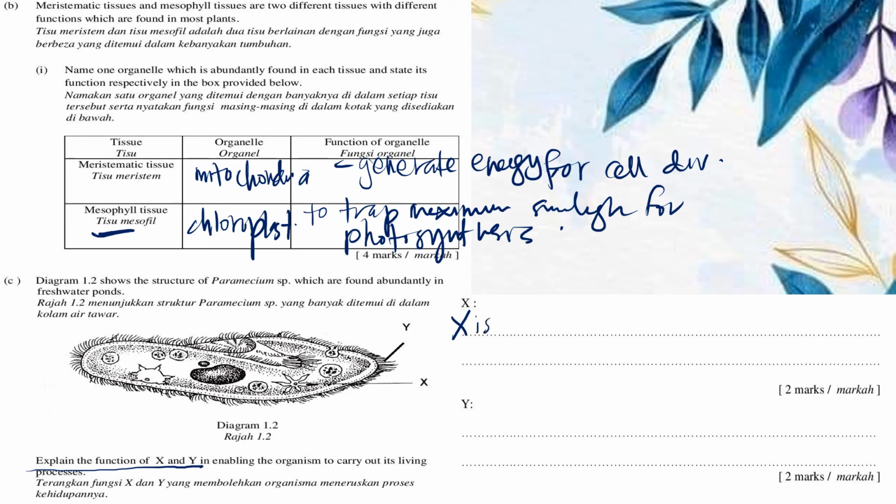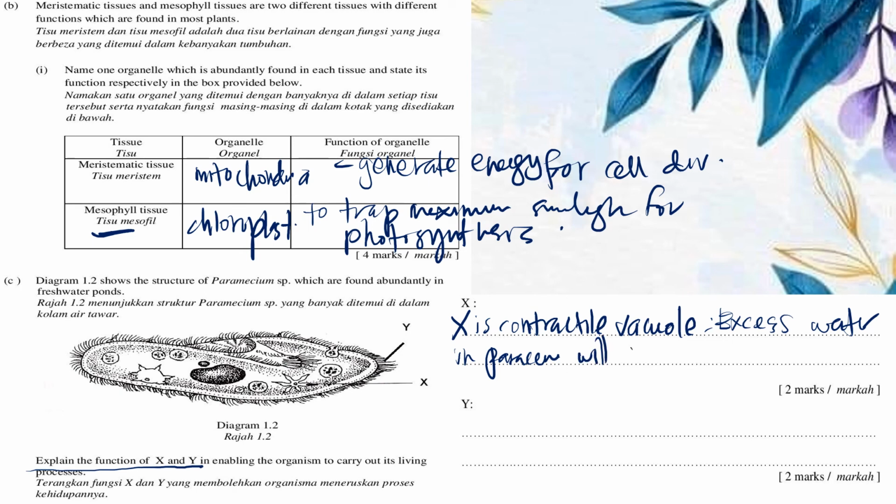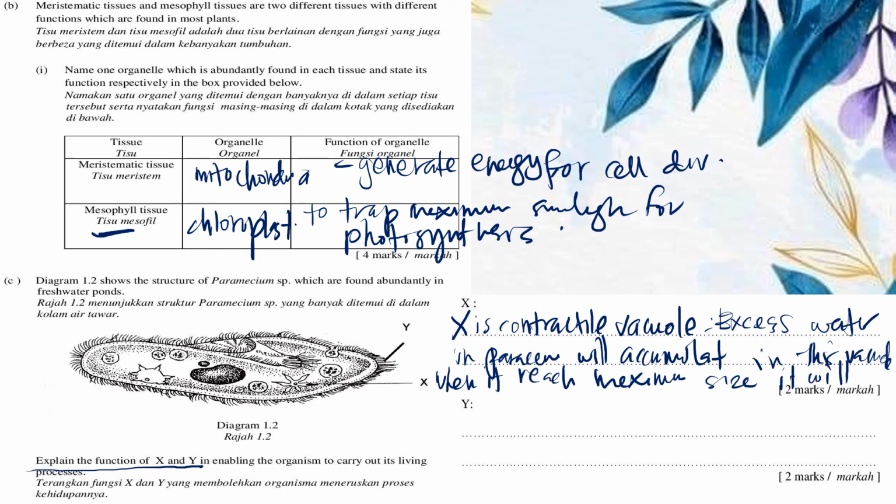Mention here, X is contractile vacuole. What is the contractile vacuole? It is responsible for the process of osmoregulation. What does it do? Excess water in paramecium will accumulate in this vacuole. What will happen later? When it reaches maximum size, it will contract and expel excess water. That is the first point. Then you can get 2 marks.